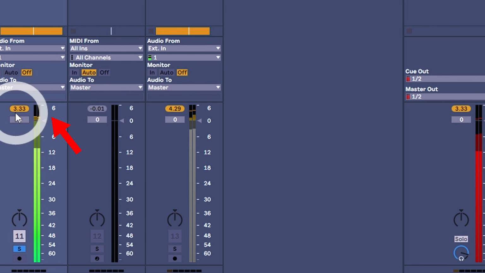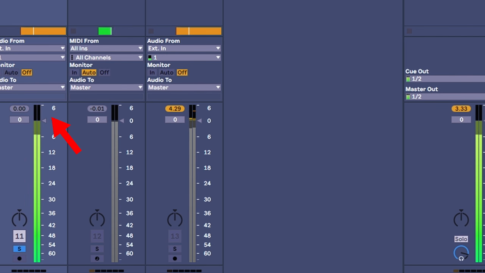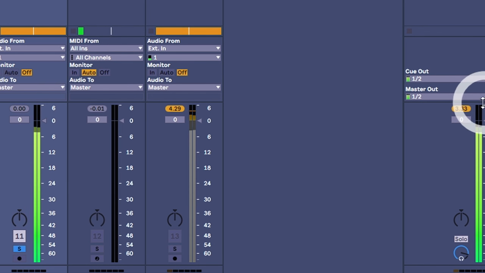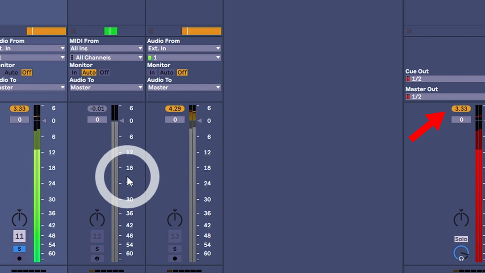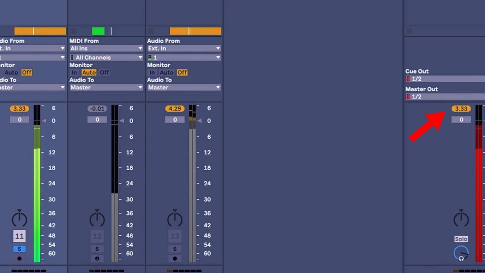How did that happen? What's going on? Let's test again. 0. Keep your eye on the master here. It's at 0. And when we take away some sound, now all of a sudden we are clipping, even though we took away signal. What is going on?